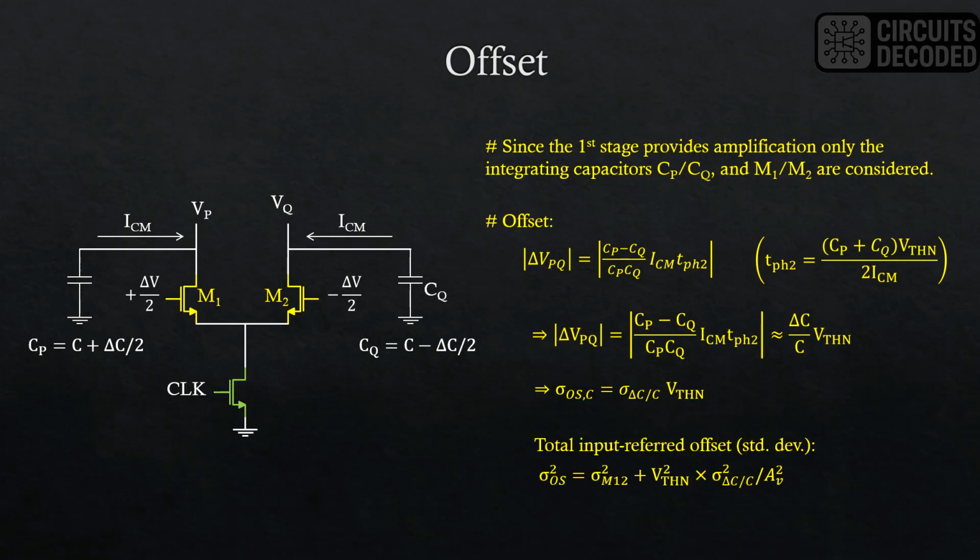Now, if we consider the mismatch between the two input transistors, we can write the input referred offset variance as shown here. In this expression, sigma squared M12 is the variance of the threshold voltage mismatch of the two transistors. And the second term refers to the input referred offset component given by the capacitor mismatch.